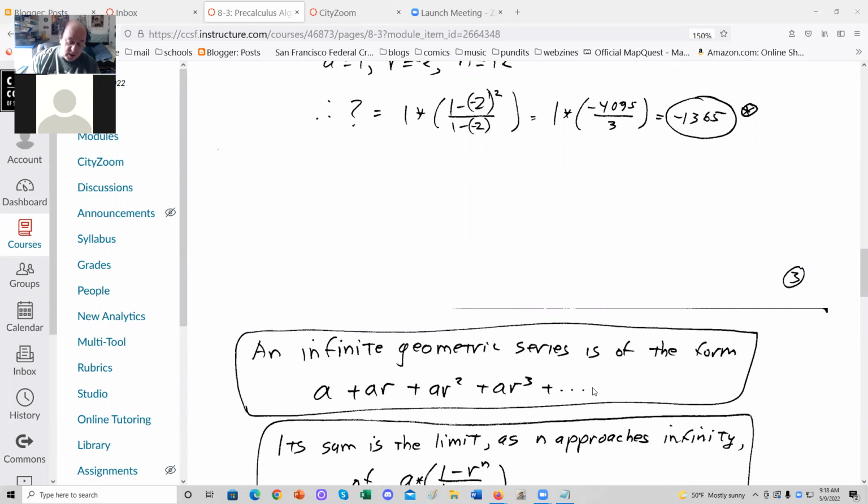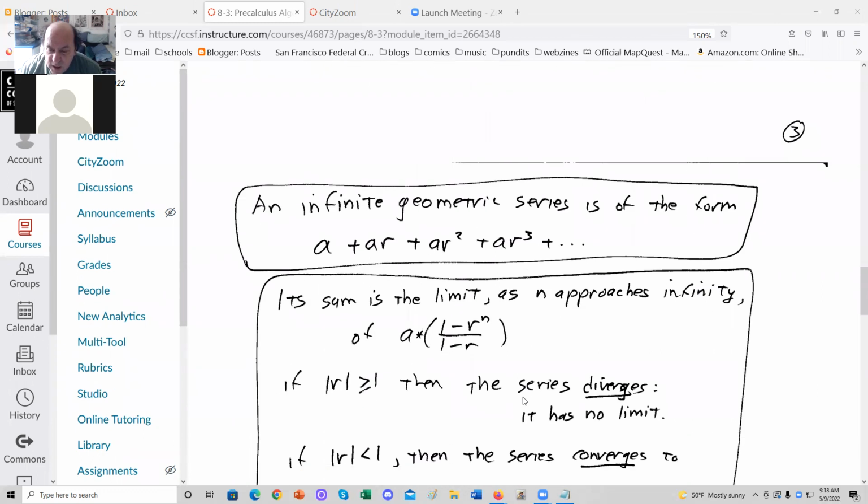Now, there's some question as to what if that's even definable. There's a whole question of what's called convergence. These terms have to go to approach 0 for this to be really definable. But okay, so here's what we have: the limit as n approaches infinity of a partial sum, a times 1 minus r to the n over 1 minus r.